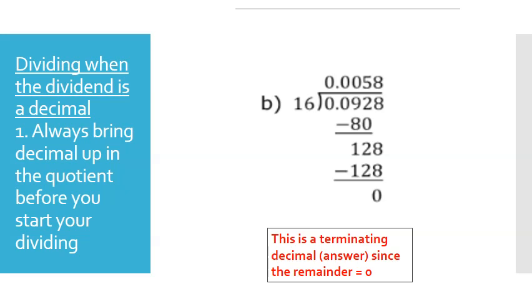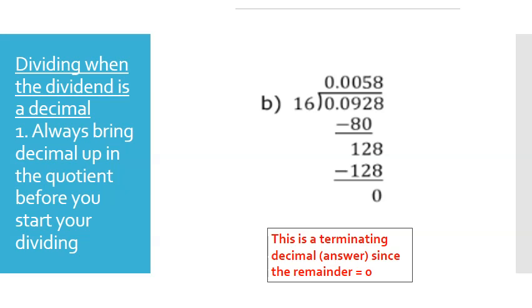Okay, here we have another terminating decimal. So before we do any division, we have to look at the divisor. So we remember what the divisor is, right? Because it's the number that goes into the dividend. 16. Does it have any decimals in there? No. So great, we can start performing our division.